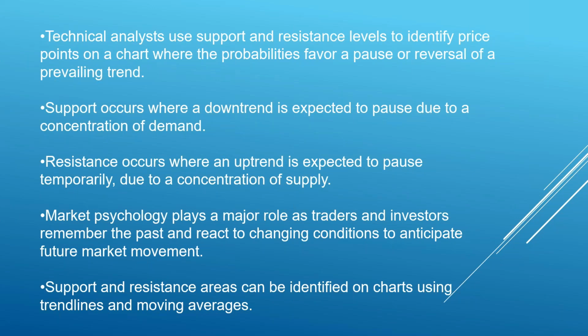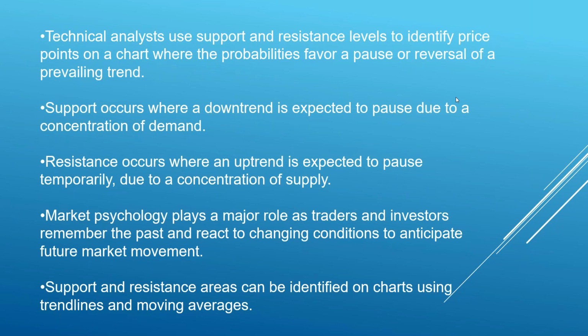Technical analysis uses support and resistance levels to identify price points on a chart where the probabilities favor a pause or a reversal of a prevailing trend. Support occurs where a downtrend is expected to pause due to a concentration of demand, and resistance occurs where an uptrend is expected to pause temporarily due to a concentration of supply.